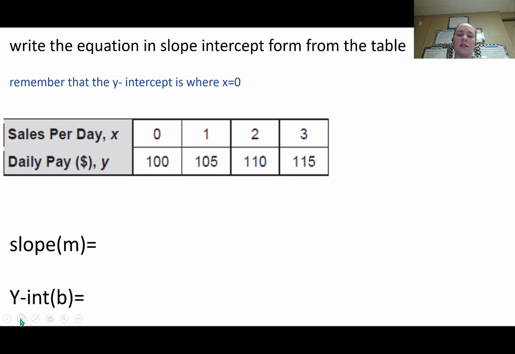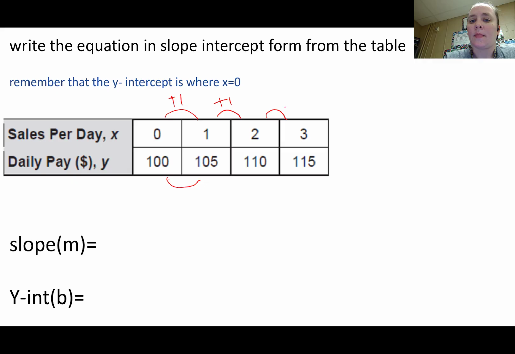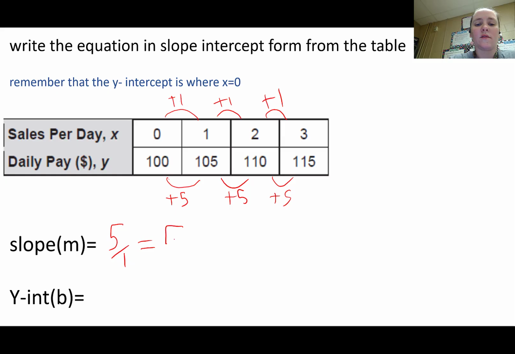So the first thing I need is to find my slope. And remember that slope can be found by finding the common difference. So on my x, I'm adding 1 each time. And on the y, I'm adding 5. So my slope is going to be 5 over 1, or just 5.